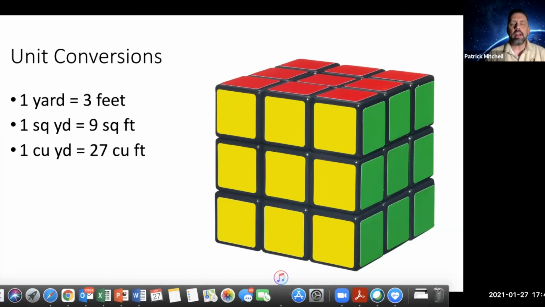And then a cubic yard is a measure of volume. So that would be the volume of the whole entire Rubik's Cube. And it is divided into 27 small cubes. All right, imagine there's one all the way in the center.